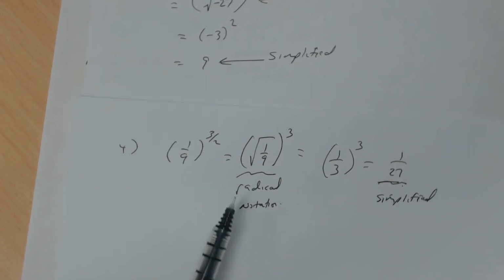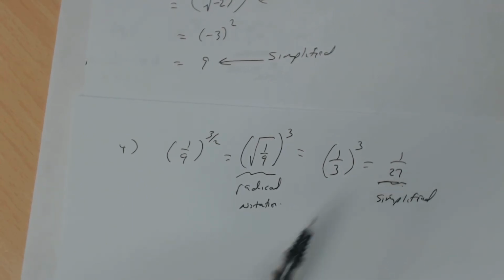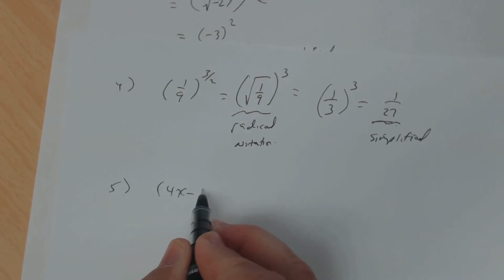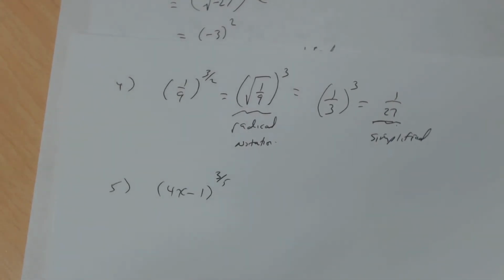So in radical notation blank, you'll put this. In simplified blank, you'll put 1/27. Number 5, let's suppose you had, now sometimes they'll have this. Don't make it too difficult. This is what they'll have. So you have this expression, raised to 3/5.